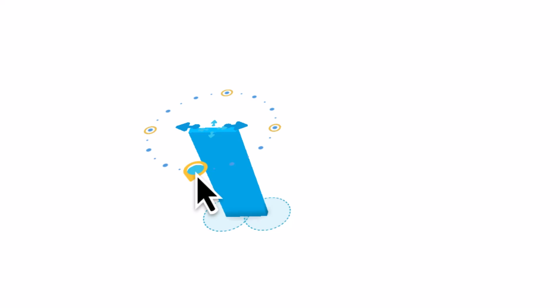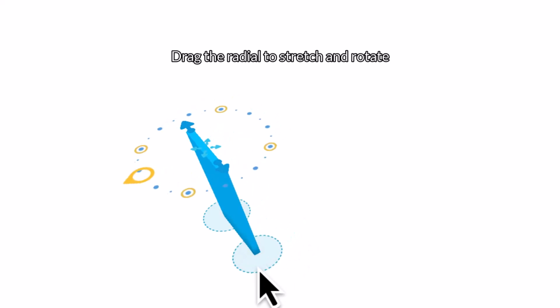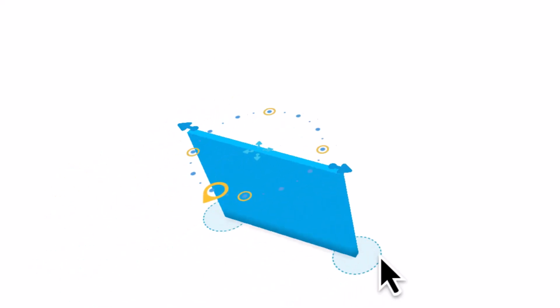Some assets, like walls, can be stretched. To stretch a wall asset, select it, then tug on the blue arrows to extend it. You can also stretch and rotate the wall simultaneously using the radials.